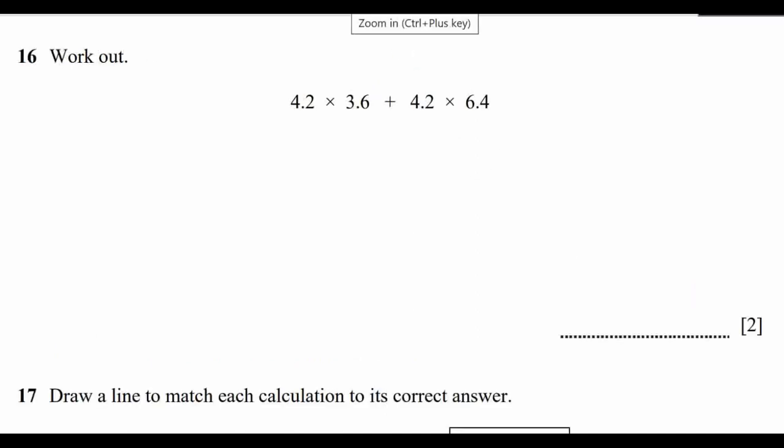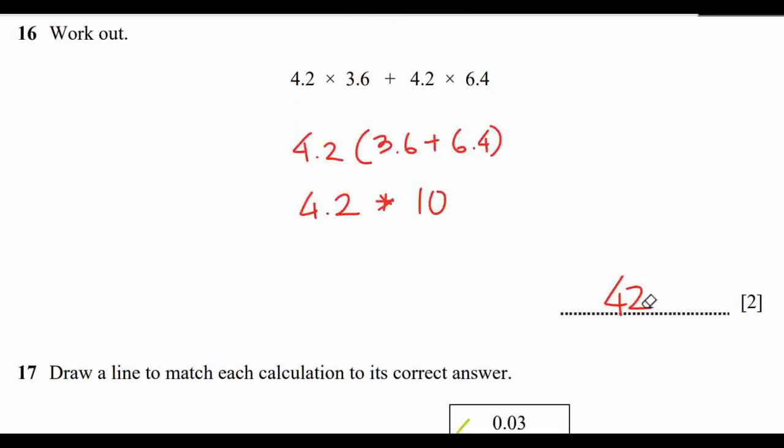Alright, let's check out the answer, guys. So the answer is 42. Here's a trick. We don't have to use a calculator for this because you are not allowed to use a calculator. So what we can do is factorize 4.2 out in front of the bracket. Then what is left in the bracket is 3.6 plus 6.4. Then we can do mental math. 6 plus 4 is 10, and 10 plus 6 plus 3 is 9... so 3.6 plus 6.4 is 10.0, so 4.2 times 10 is 42. That's how we got the answer.